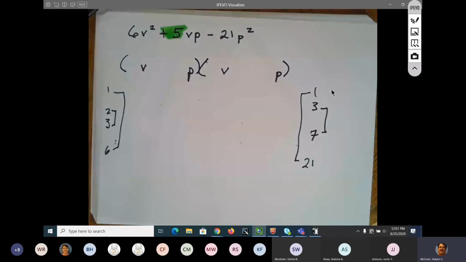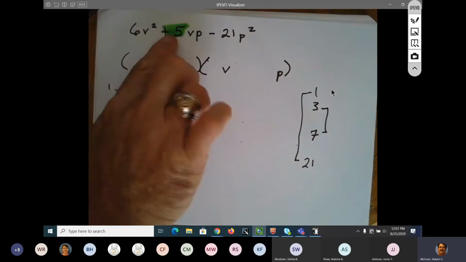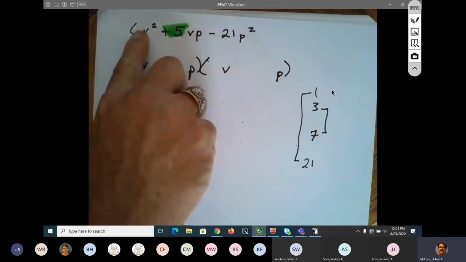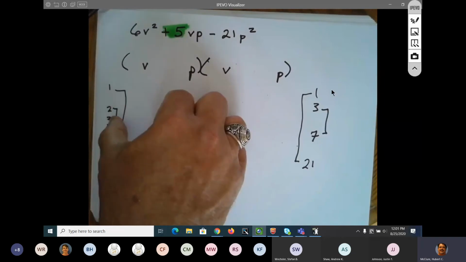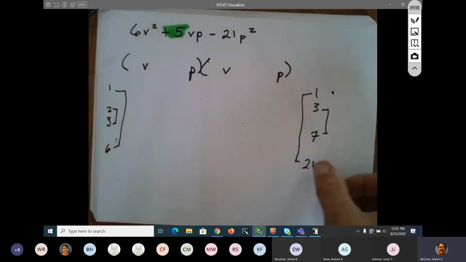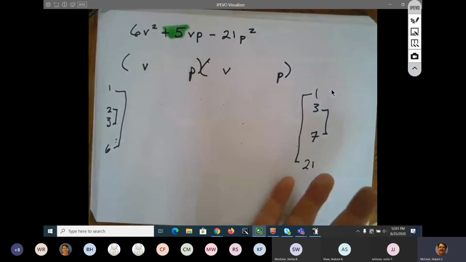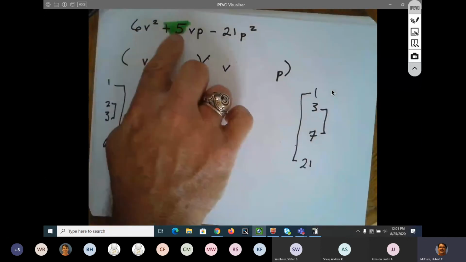That's the guy you need to focus on, because that's the trick. The trick to the reverse FOIL is to get that middle number. Because what will 1 times 6 always give you? What will 2 times 3 always give you? What will 1 times 21 and 3 times 7 always give you? That's not the trick. The trick is to get to 5.